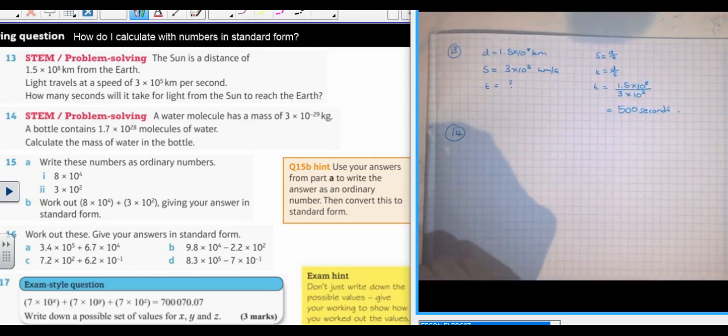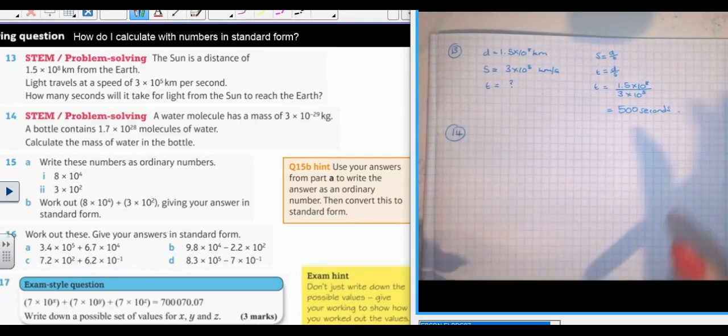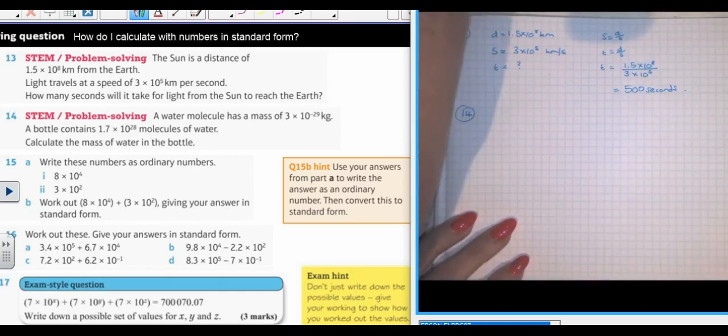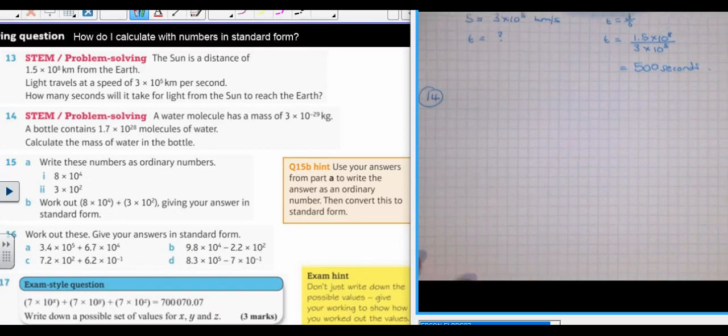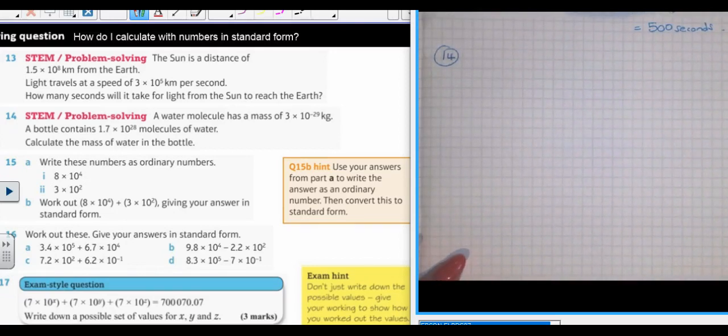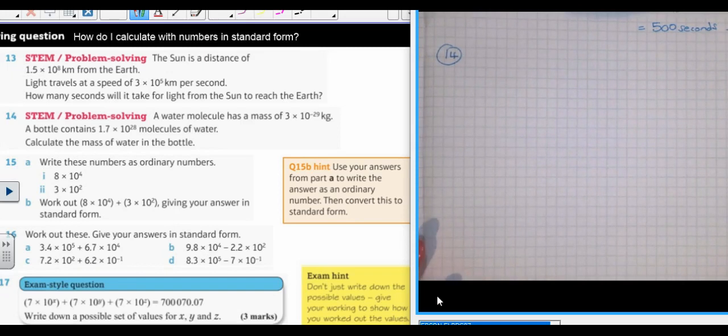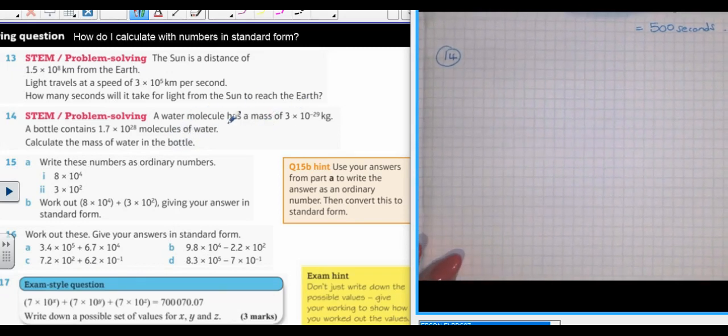Question 14. A water molecule has a mass of 3 multiplied by 10 to the power of negative 29 kilograms. A bottle contains 1.7 multiplied by 10 to the power of 28 molecules of water. Calculate the mass of water in a bottle. So this is the mass of a molecule. This is how many molecules there are. So we're going to have to multiply here.